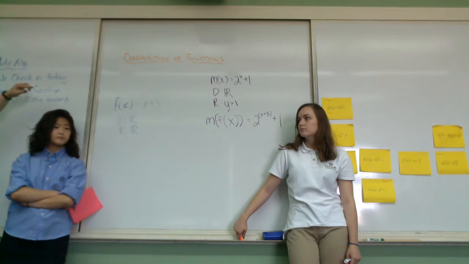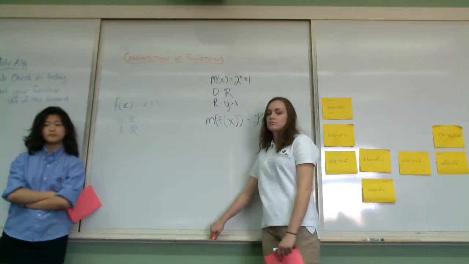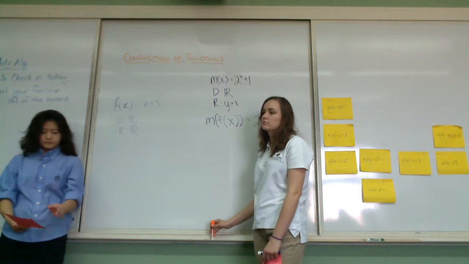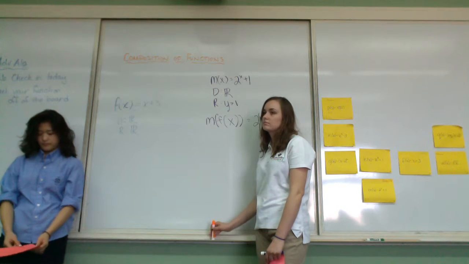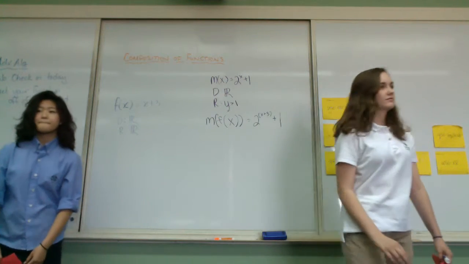So since Rebecca's representing our f function here, the domain of the original f was all real numbers, and so now it becomes the domain of the whole thing because everything worked. Make sense? Yes. All right, you guys can sit down, thank you.